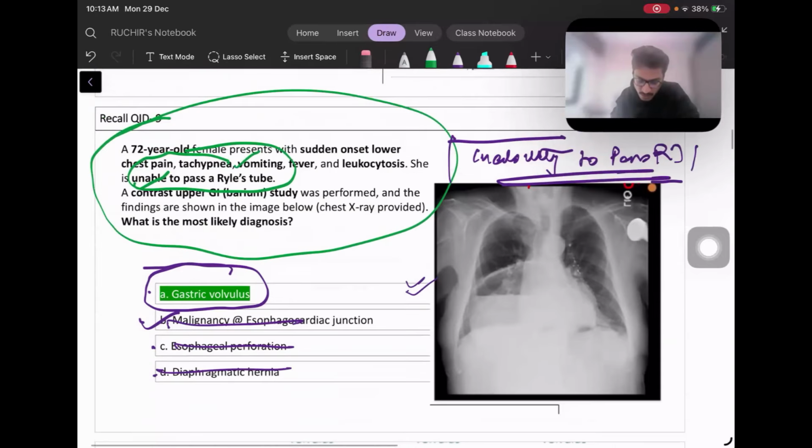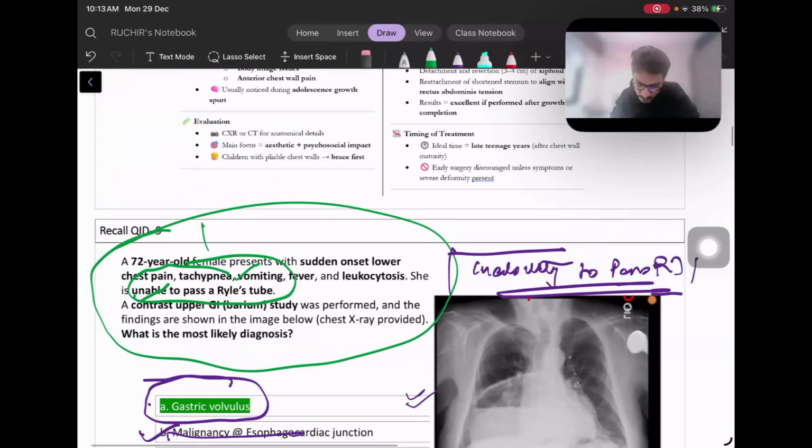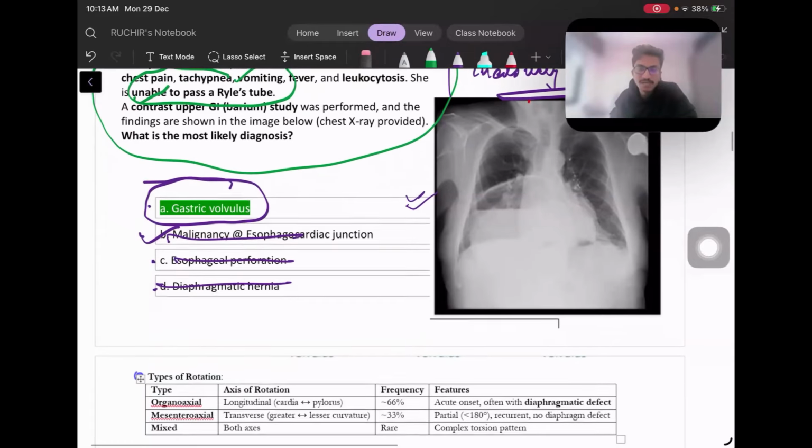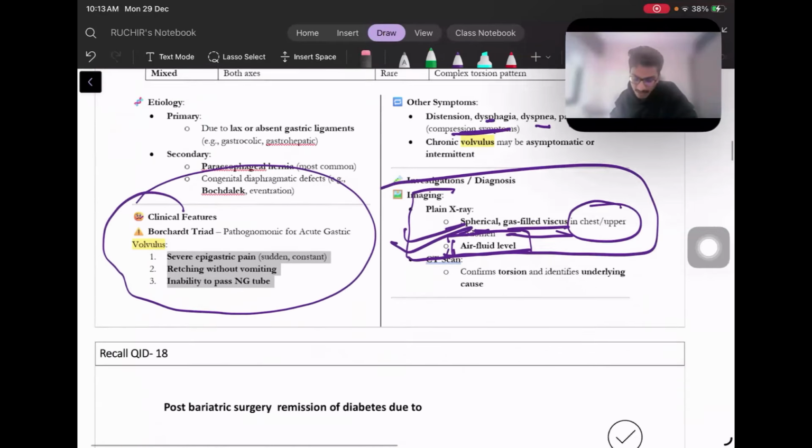So yeah, I'll be marking this, and I'll be again going through it to see if I can give you a better clarity on this. But from what I have mentioned, I would be keeping gastric volvulus as the primary diagnosis, and I would mark that as the answer.